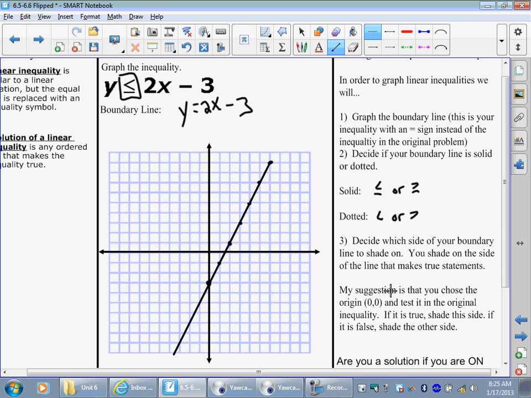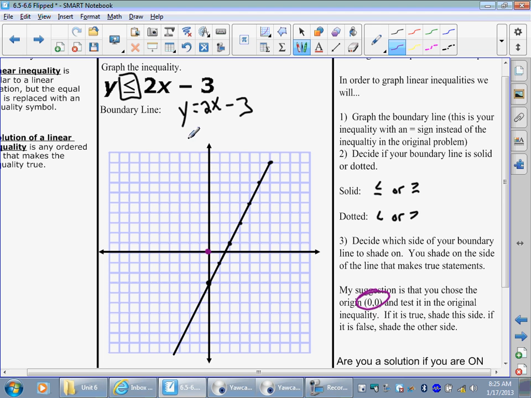A great point to test, if you can, is 0, 0. And by if you can, I mean if your boundary line actually went through 0, 0, you wouldn't want to pick that point. You'd want to pick something above it or below it or to the left of it or to the right of it. But right now I can test this point, and I can see if it's true or not. So let's do that. This ordered pair is 0, 0.